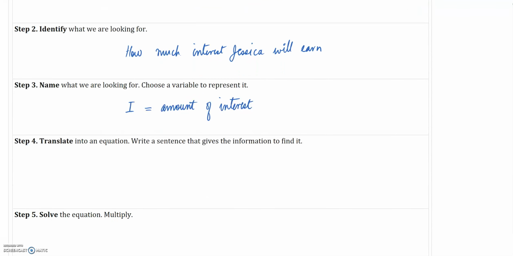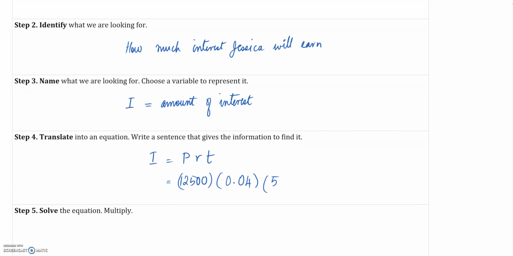And step 4 says we need to translate into an equation. In the previous word problem, we had to use common sense to build that equation from the problem, but here it is a predetermined formula. I will simply write I equals P R T. I'm going to plug in for all the ones that we identified. That's 12,500 times R, which is 4%. Remember, that's 2 decimal places to the left. So 4% becomes 0.04 and time is 5 years.